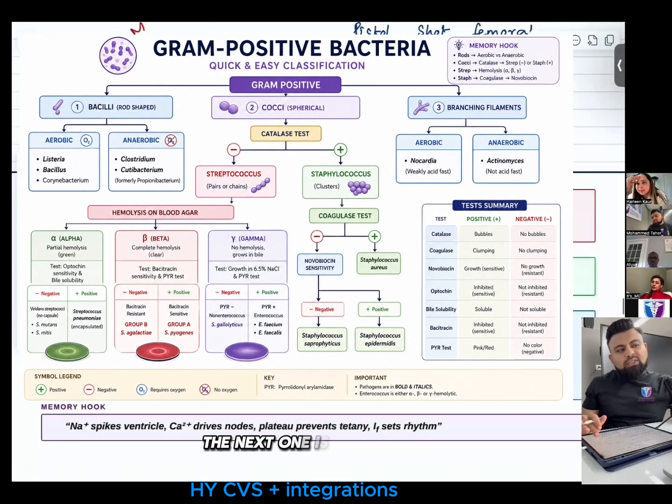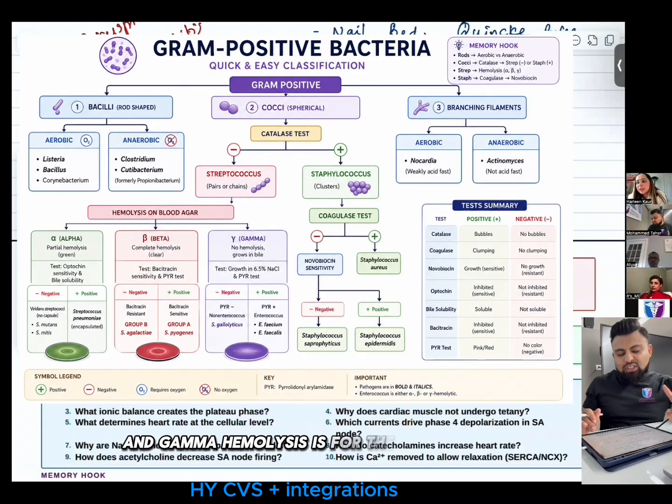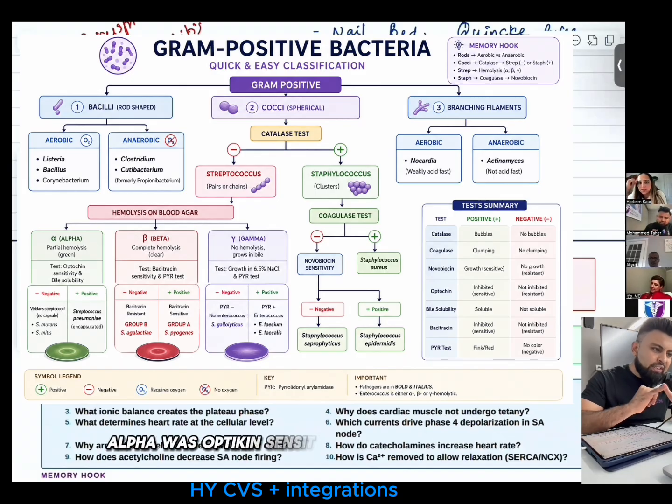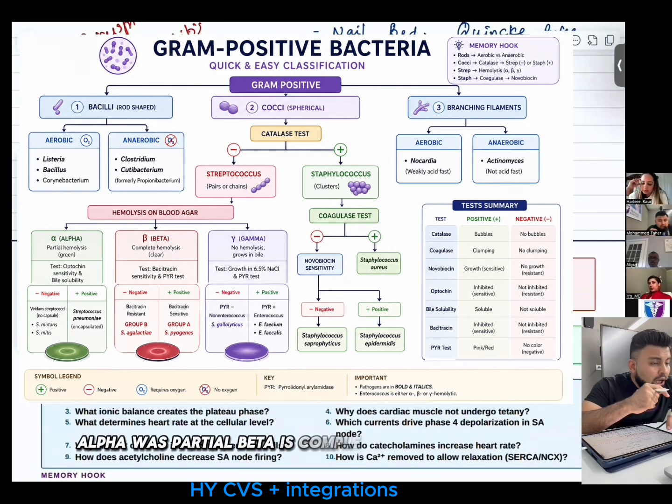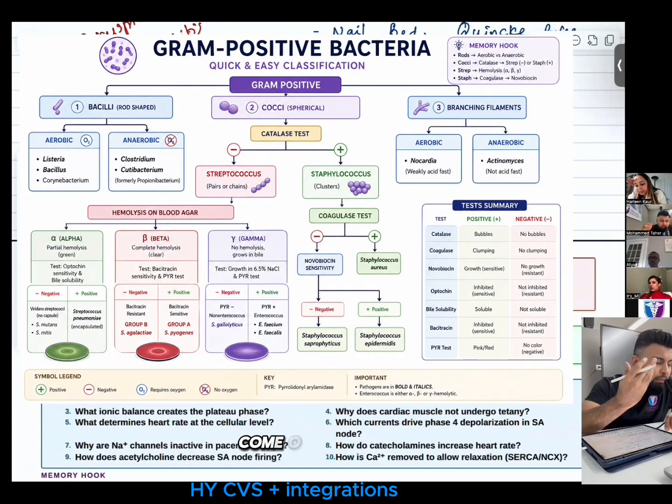The next one is alpha, beta, and gamma hemolysis for the strep variants. Remember, alpha was optochin sensitive and optochin resistant. Beta hemolysis is complete hemolysis. Alpha was partial, beta is complete hemolysis. For that, you differentiate on the basis of, come on, answer, bacitracin. Remember bacitracin? Yes.